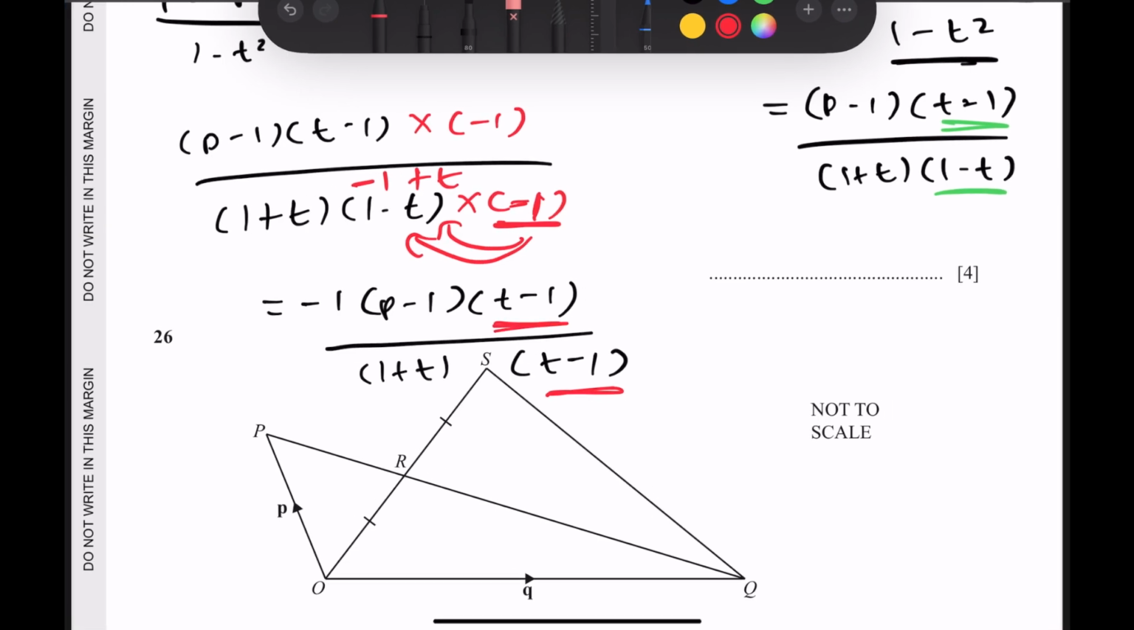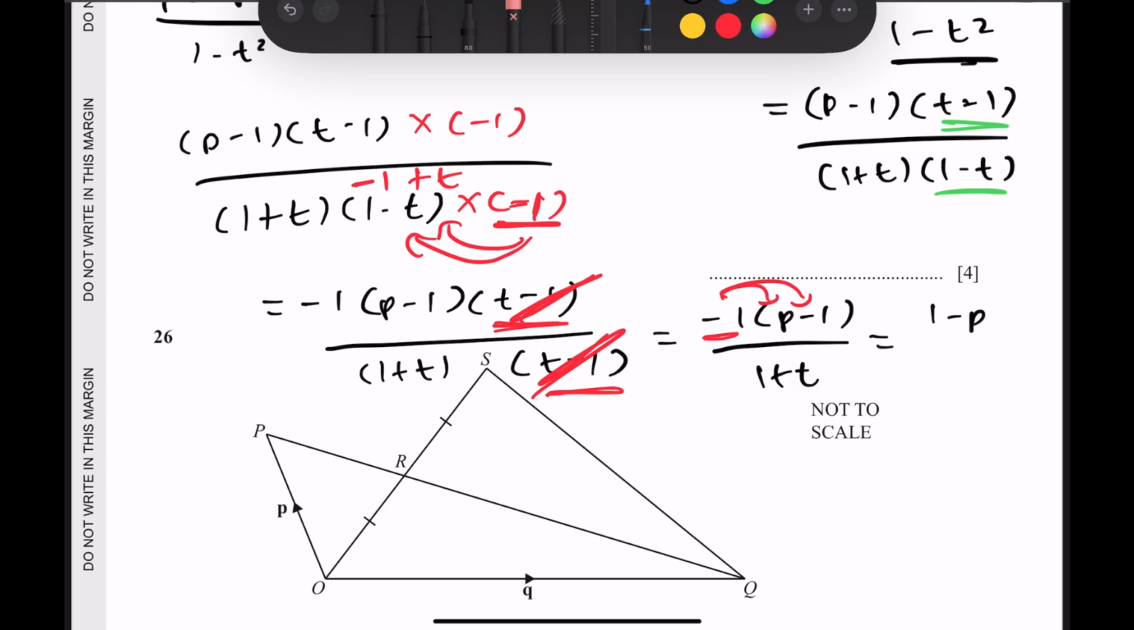And so since these two terms are now the same, they can be cancelled off. So this is equal to negative 1 times (p minus 1) by (1 plus t). And so this negative 1 acts on both the p and the negative 1 to produce the final value of (1 minus p) by (1 plus t). This is your final answer.